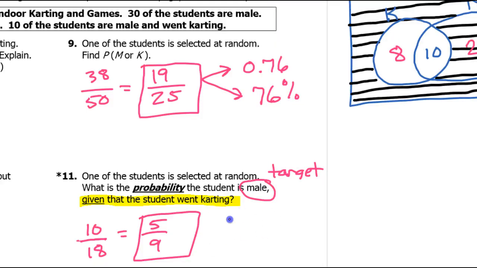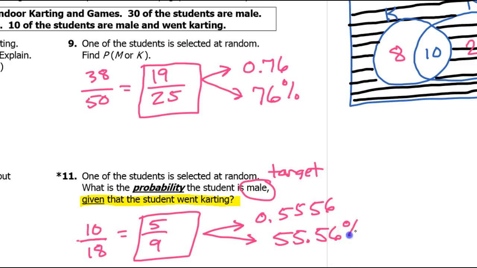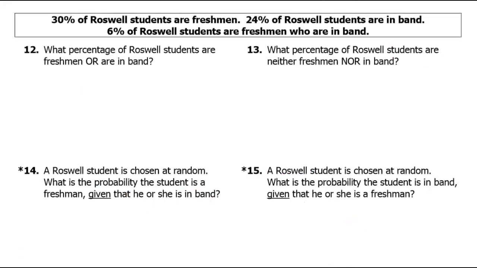Okay, so that is, as a decimal, 0.5556, and as a percent, that would be 55.56%. So for this next set of problems, we're dealing with percentages. So keep that in mind as we make our Venn diagram.